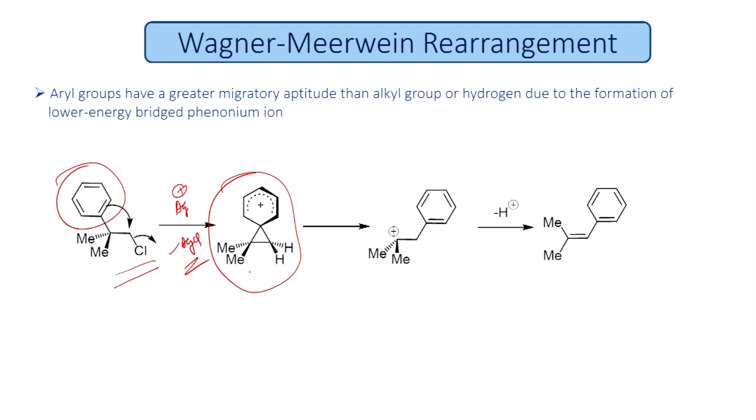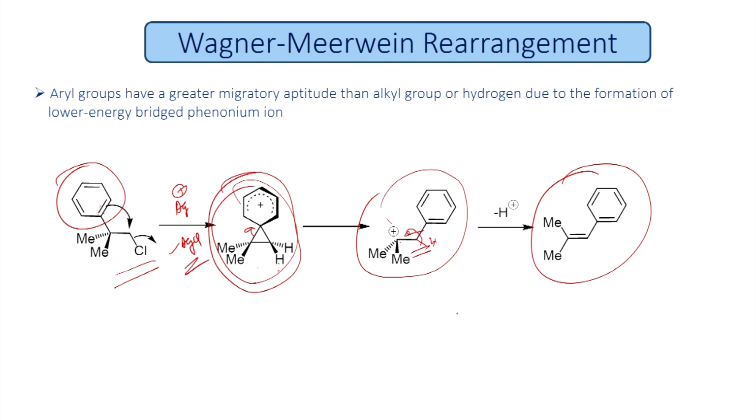Once you form this, due to the neighboring group participation of this aryl ring, you will form this intermediate. Once you form this one, now this can convert into this tertiary carbocation. You have the primary carbocation. Through the anchimeric assistance of the phenyl group, you form this intermediate. Once you form this one, which can convert into this tertiary carbocation, which can now lose a proton, then you will be able to get this styrene derivative.